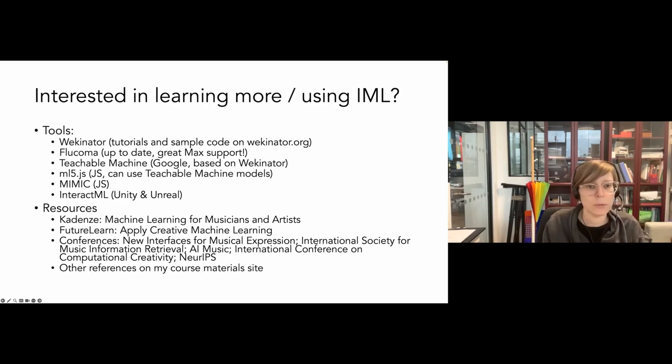If you're a JavaScript programmer, ML5.js and Mimic are both some pretty cool tools. ML5 comes from the people who made Processing. Mimic comes from a bunch of my colleagues here at University of the Arts London, as well as a few other UK universities. And as I mentioned, there's InteractML if you are a game engine programmer doing VR or games. InteractML is a tool very similar to Wekinator.